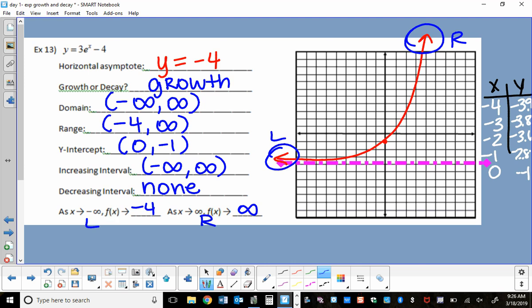End behavior here at the bottom. Okay. All right, good.